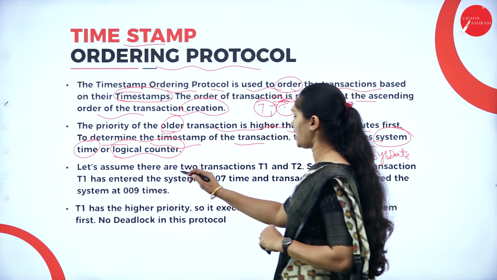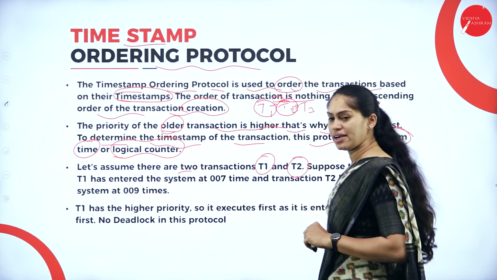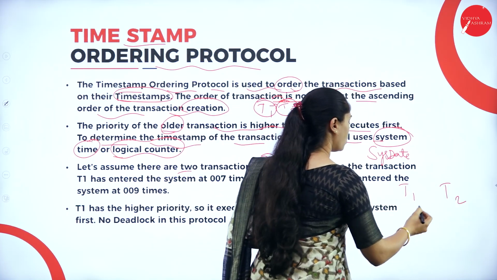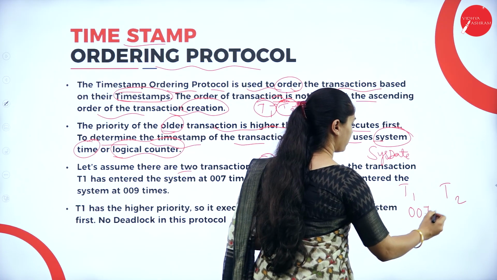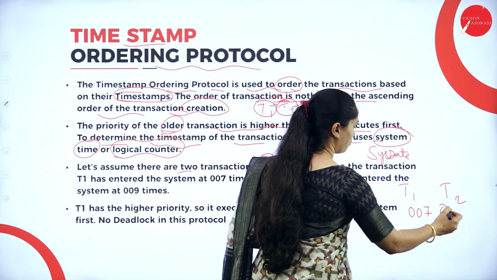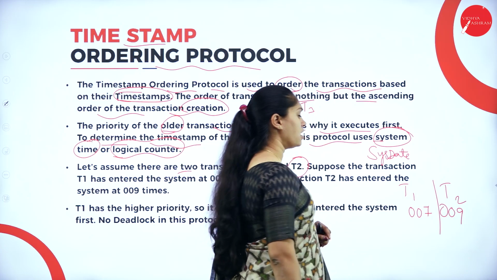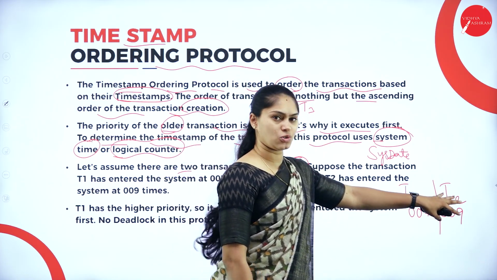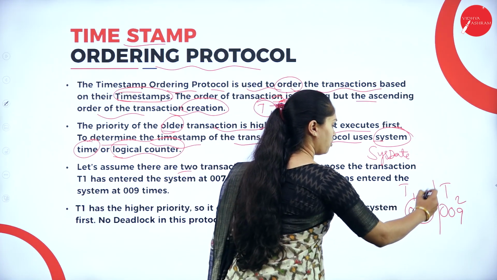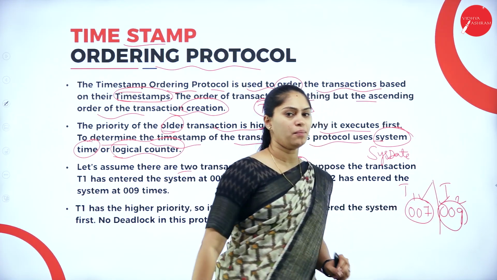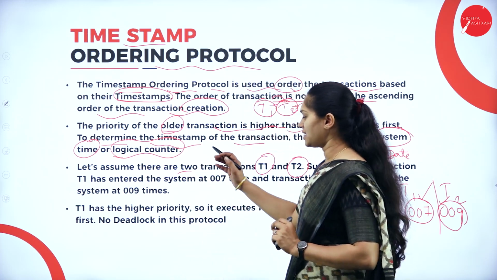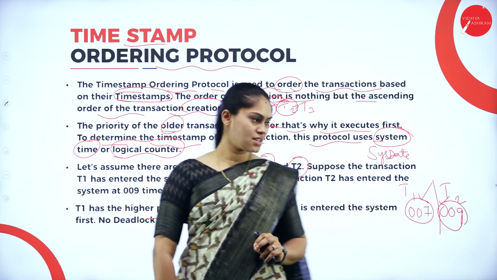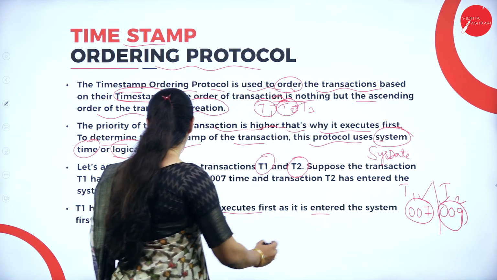So just imagine we have two transactions, T1 and T2. Fine. Let me consider T1 and T2. If T1 is taking 007, this is a timestamp, and T2 is taking 009, then at this time T1 has a first priority than T2. So this is going to be executed first, later T2 is going to be executed. That is one of the examples. So here T1 has higher priority, so it is going to execute first. After that, it will enter the system first.